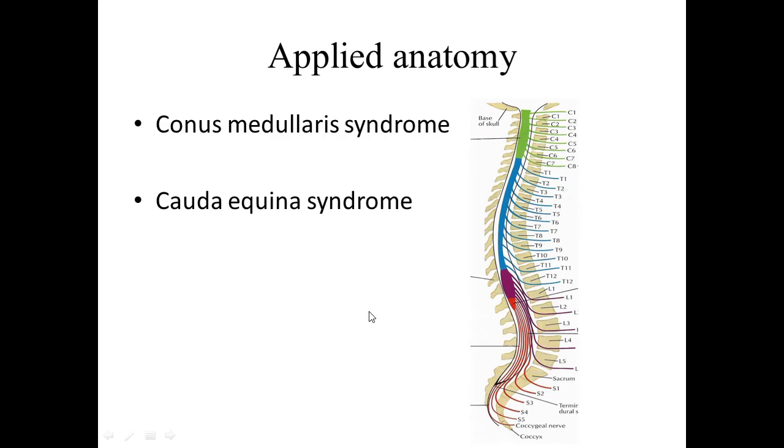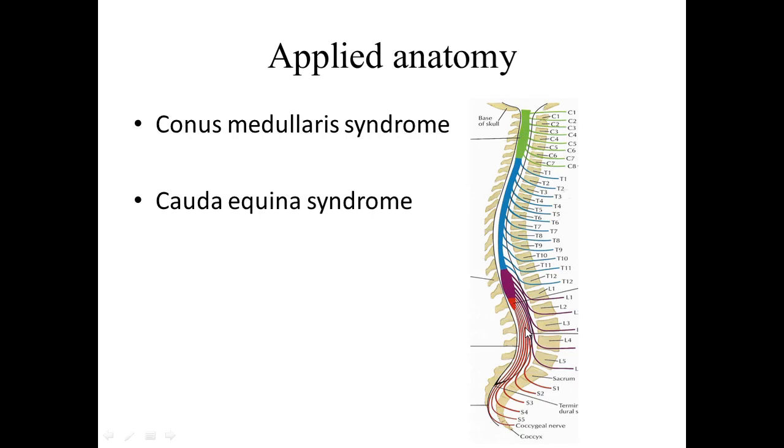Then conus medullaris syndrome. Here there is damage to the conus medullaris. So S2, S3 and S4 spinal segments are damaged, and this leads to anesthesia of the perineum, as well as loss of bladder and bowel control. And lastly, the cauda equina syndrome. If there is damage to the cauda equina, there will be lower motor neuron type of paralysis. So this is all about the spinal cord.